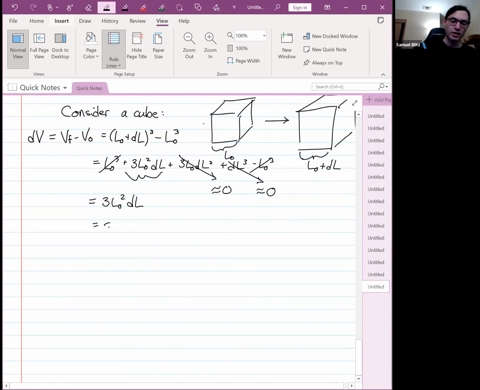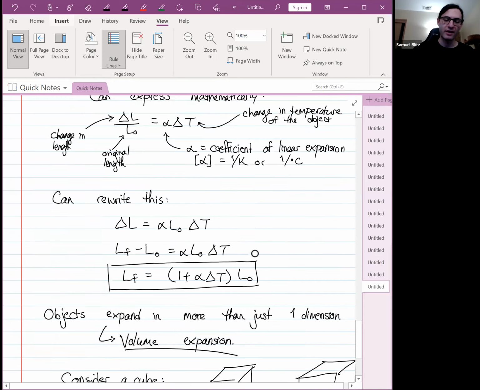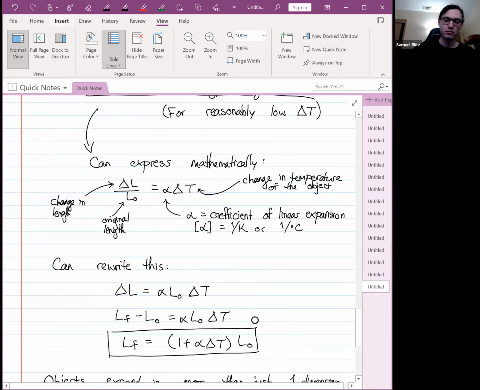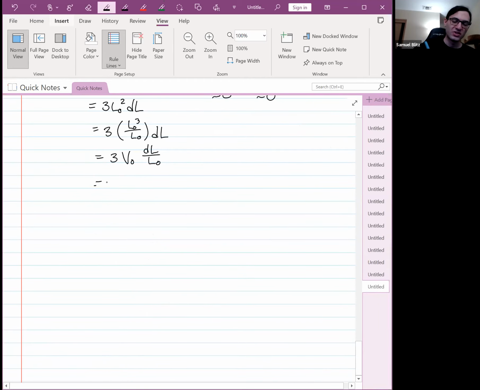And so we can rewrite this as 3 L naught cubed over L naught dl. Why would I do that? Well, because L naught cubed is the original volume. So it's 3 times the original volume, V naught, times dl over L naught. But we already have a formula for dl over L naught. It's up here. Delta L in this case is dl. So dl over L naught is alpha dT. So this is 3 V naught alpha dT for a very small change in temperature. And so we write this as 3 alpha times V naught dT.